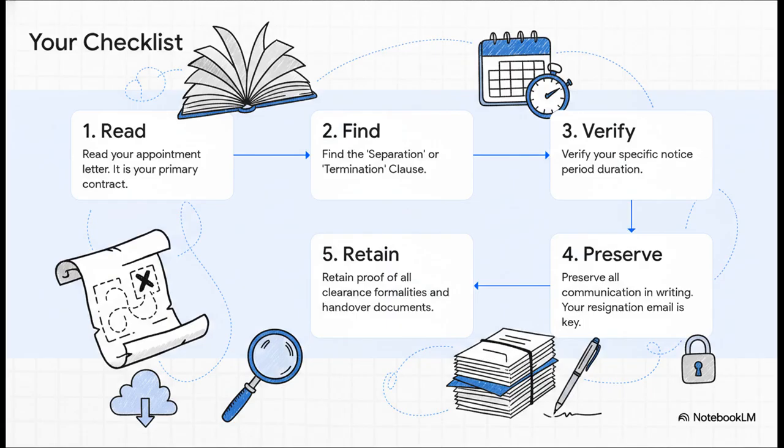Step 3, verify the exact notice period. Is it 30, 60, or 90 days? Know that number. Step 4, and this is maybe the most important, keep everything in writing. Your resignation email is your best friend here. And finally, step 5, keep proof of everything. Copies of your handover documents, no dues forms, all of it. This is how you build your case.